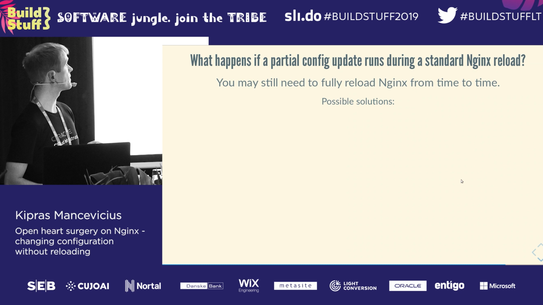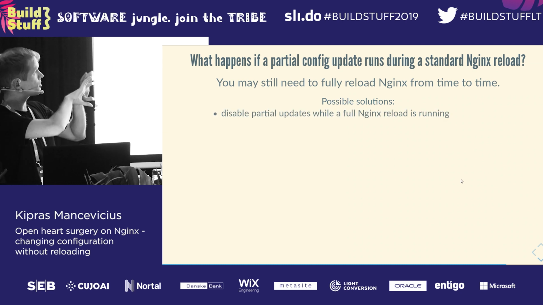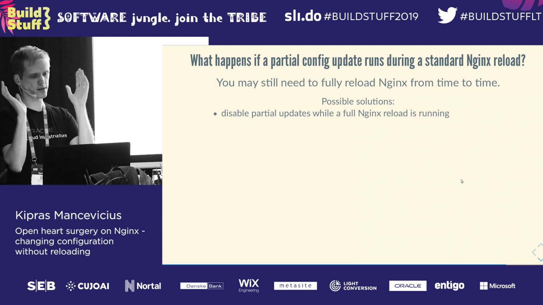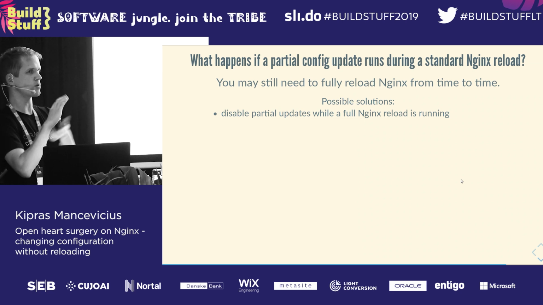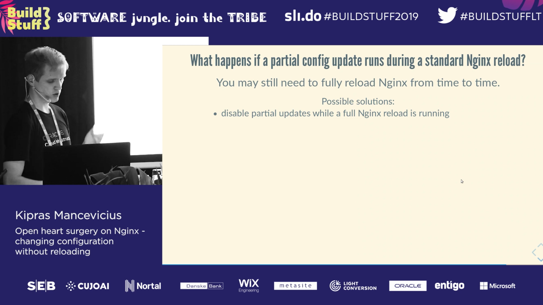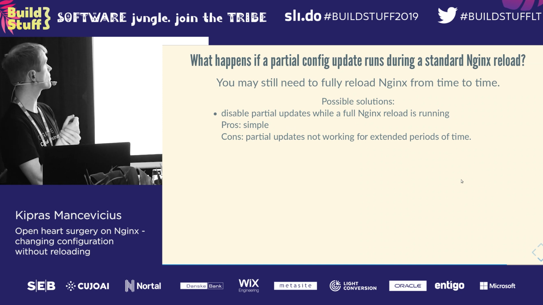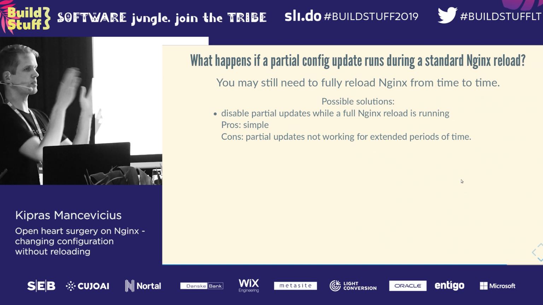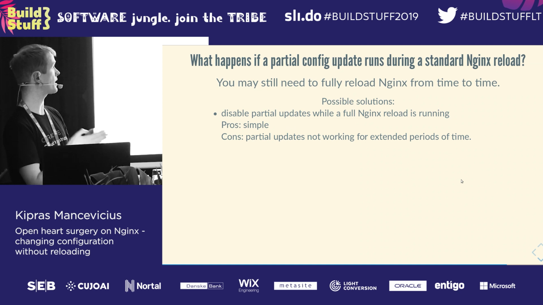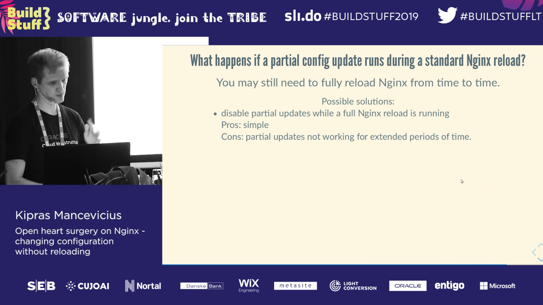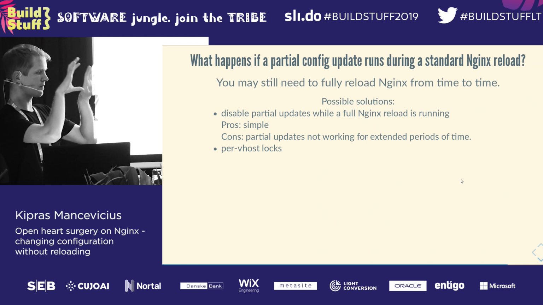And there are different ways you can handle this. So one is when you run a full reload, for that time being, you disable partial reloads. So the partial reloads will return an error, a timeout, something. So the good part is that that's simple, right? It's quite simple to do. The problem is that means your partial updates will be working, not working, working, not working. And when they're not working for an extended period of time, that's a problem.